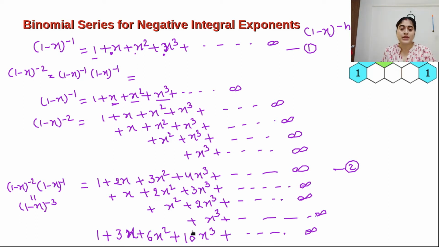If I keep on increasing, I just want to look at the pattern, how the coefficient is increasing. First the coefficient of x is 1, then the coefficient of x is 2, then 3. Now I want to see what will be the series for (1 minus x) to the power of minus n, that we will see.